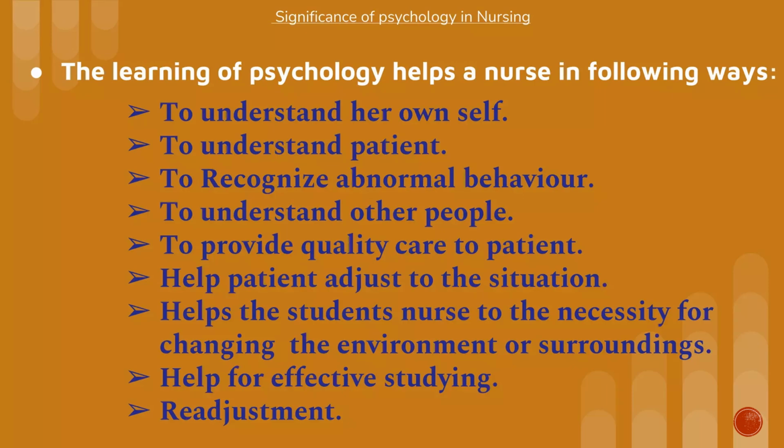To understand the other people who are around the patient, other people will also be there, like their family members, their friends, and they are very much concerned with the health of the patient. So you have to deal with those people also to provide quality care to the patient. If you understand the psyche of this situation, you can help the patient to have quality care, help the patient to adjust to the situation.